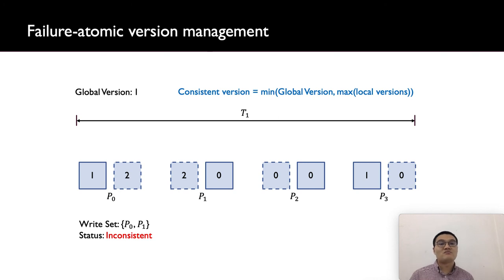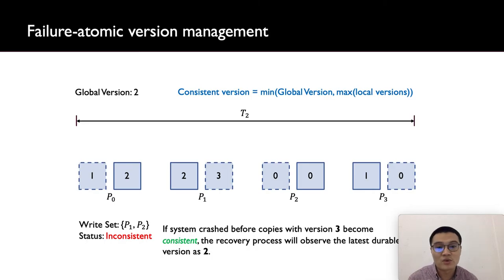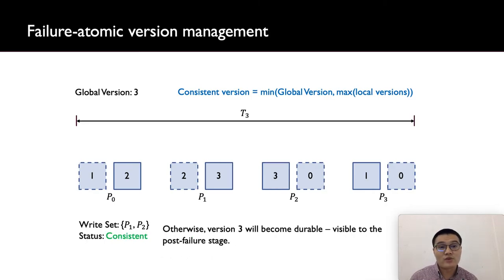And now we enter the next interval, and this time we are touching pair 0 and pair 1, and the latest version will be 2, but it is still inconsistent as the global version number remains as 1. And after we increment the global version, version 2 will become the latest consistent version. And if the system crashed before we successfully wrote back the whole right side, the recovery process could safely discard the inconsistent copies by comparing the local versions with the retained global version number. Otherwise, we could safely increment the latest consistent version.